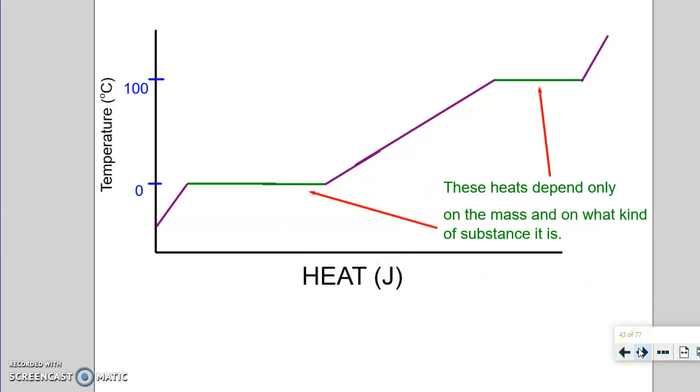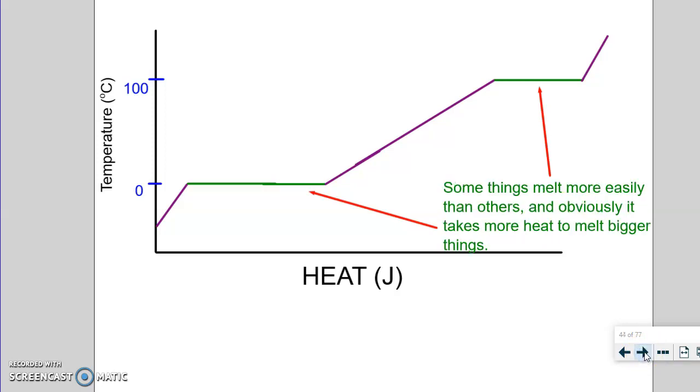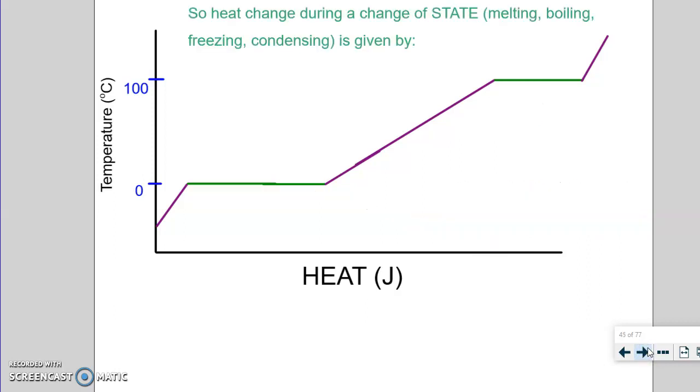Well, here the heat only depends on two things. One, how much mass there was. It obviously takes a different amount of heat to melt big things versus small things. And it's also going to depend on the substance. It's going to take a different amount of heat to melt, say, lead than it would water or iron. Yeah, there's some graphics catching up with the things I just said.